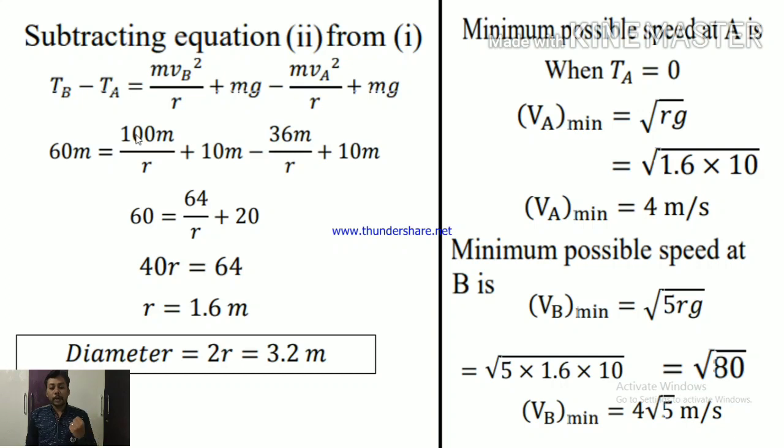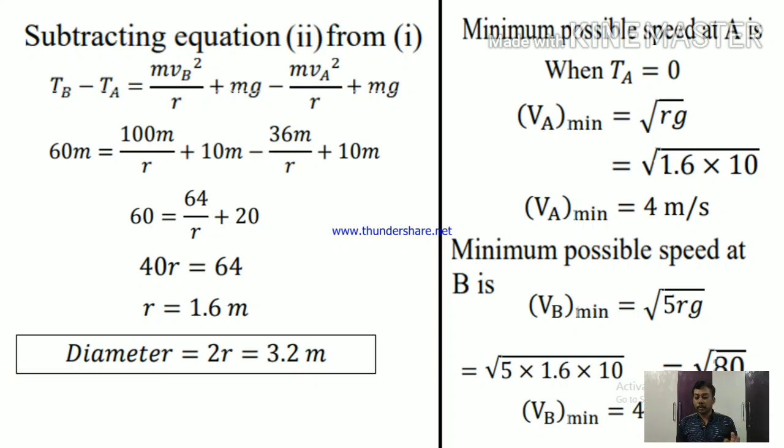From tension we calculate the diameter, and for this we use the formula for tension at the highest point and the formula for tension at the lowest point. Subtract these two, and we get the diameter from R. Then the minimum possible speed at V_A, the highest point, is under root R g, and the minimum speed at B, the lowest point, V_B, is under root 5 R g. So let's take the next example.